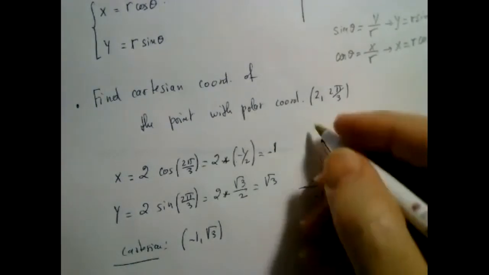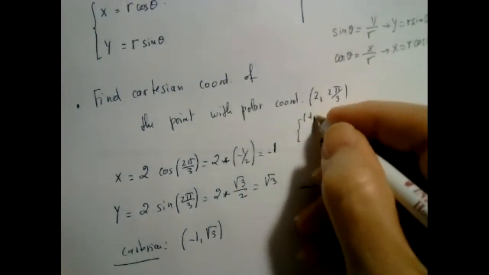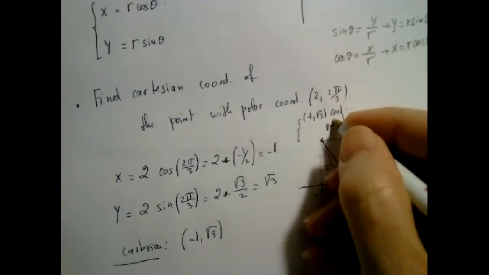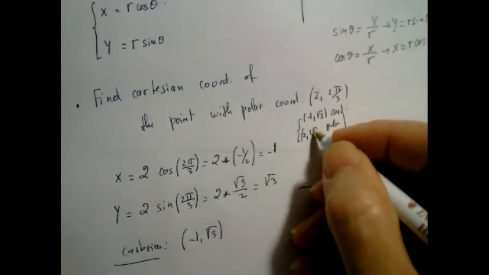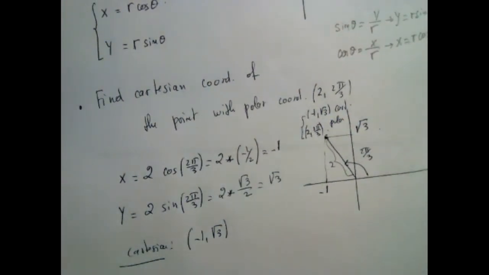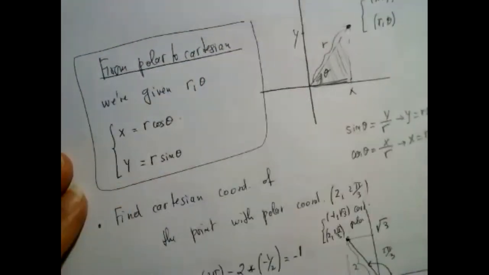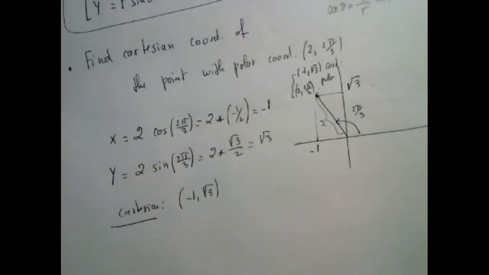Okay, so at this point we have two sets of coordinates: Cartesian, (minus 1, square root of 3), and polar, (2, 2 pi over 3). So every point now has two sets of coordinates. Now, how do we go the other way around? Going from polar to Cartesian is actually fairly simple. Now, part 2 is from Cartesian to polar.